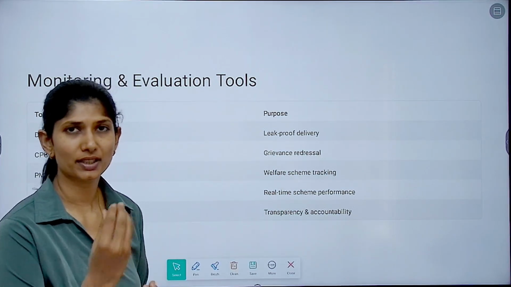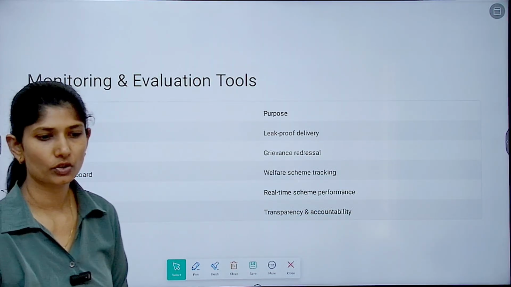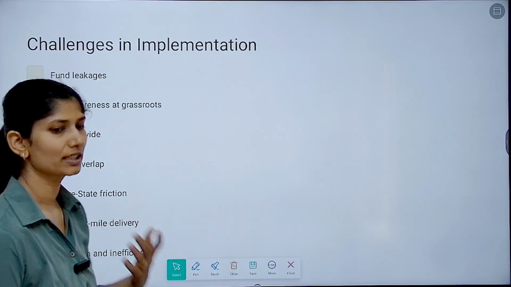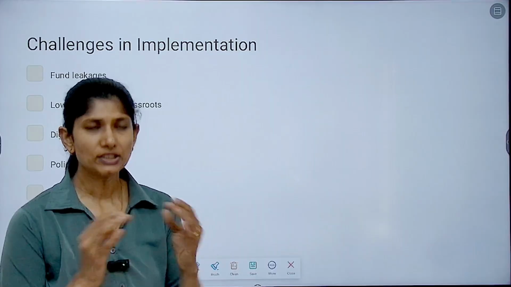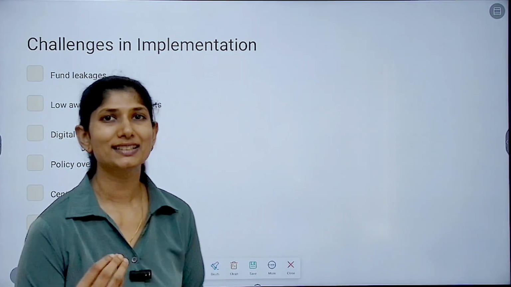So a feedback mechanism is also very well taken. And RTI acts to increase your transparency. Okay, so information is the key in a democracy. In general, if you see for schemes, policies, what are the challenges?